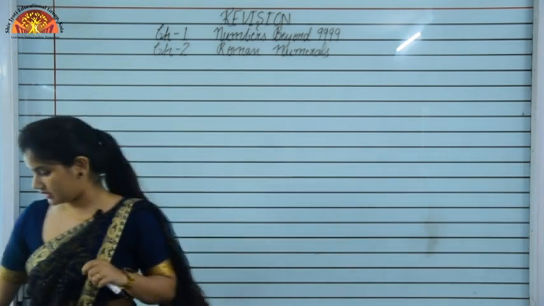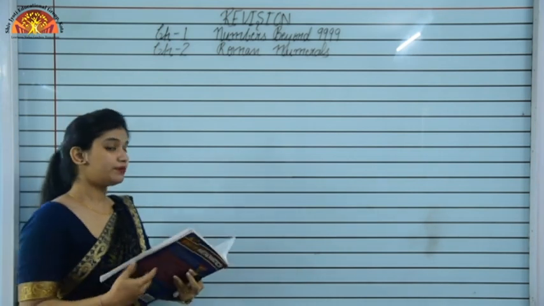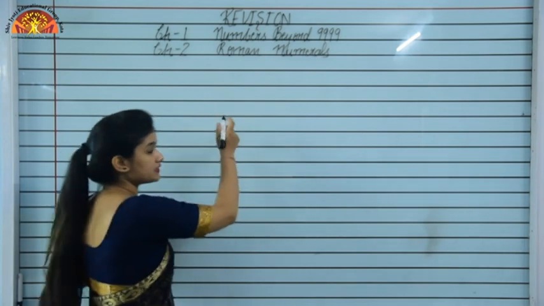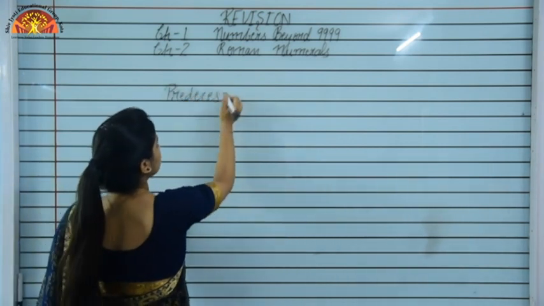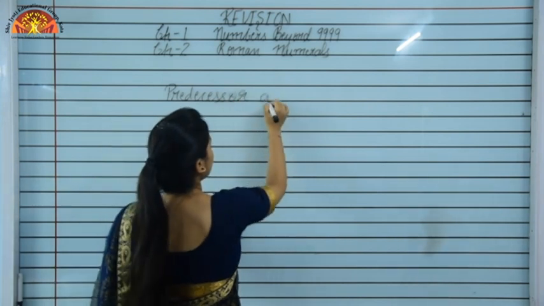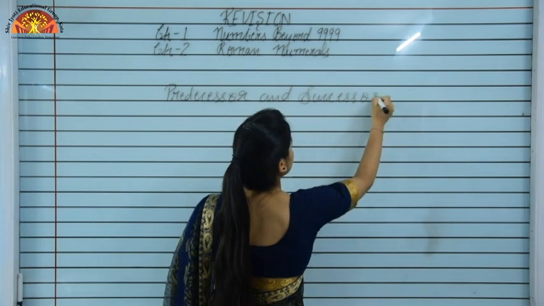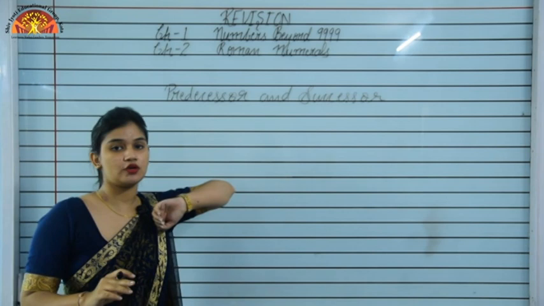Now the next topic is predecessor and successor on page number 10. Now how can we find the predecessor of any number and the successor of any number?